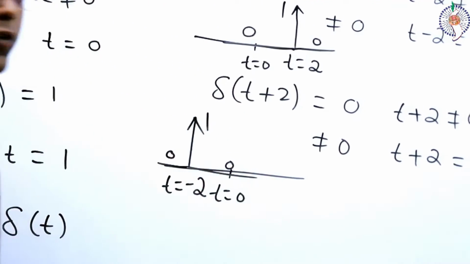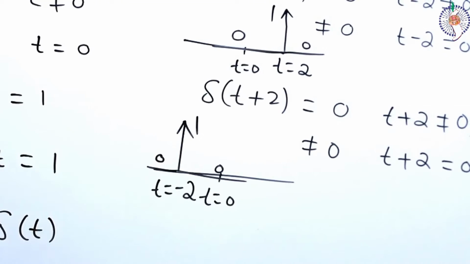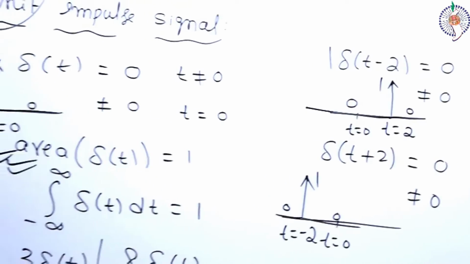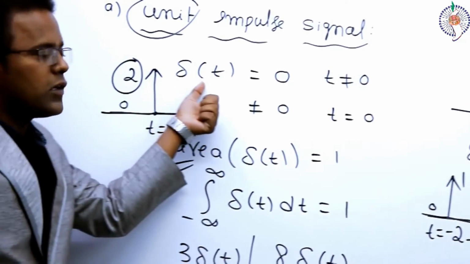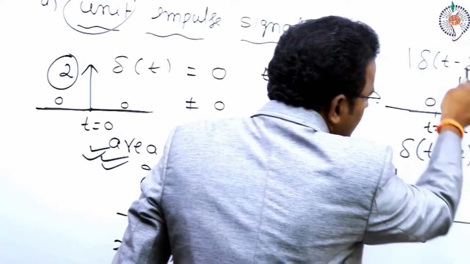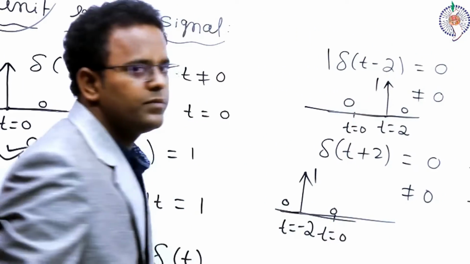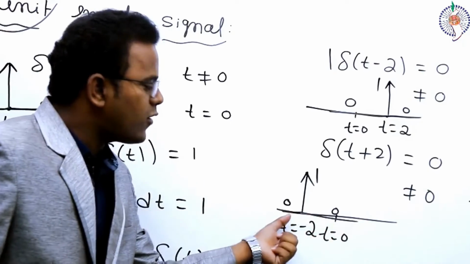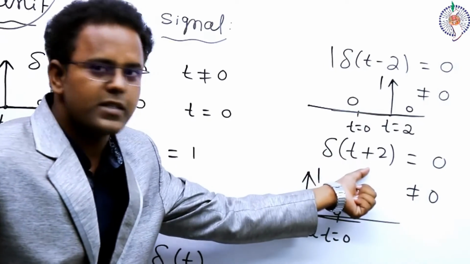So the second point we have to understand about the impulse is, whenever you want to draw the impulse at the origin, it is delta of t. Right side of the origin, t minus. Left side of the origin, t plus.